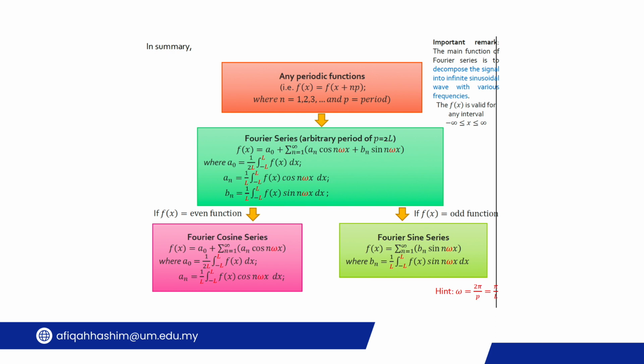So from there, if you know that the function is an even function, what you need to do is find the value of a naught and find the value of a n. But if you discover that your function is actually an odd function, it is very simple, you just need to find the value of bn.